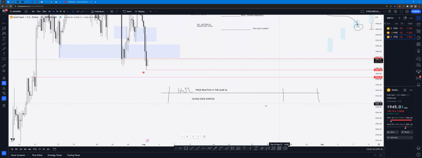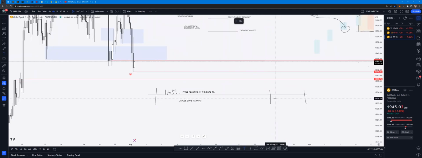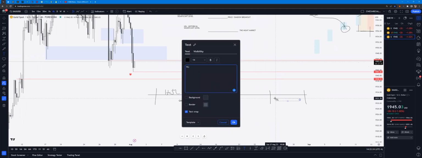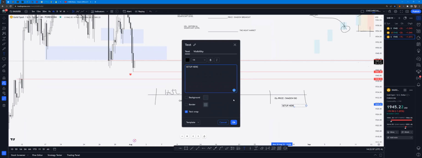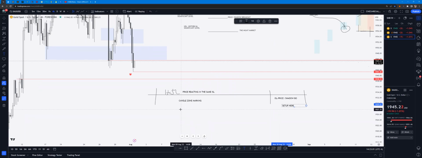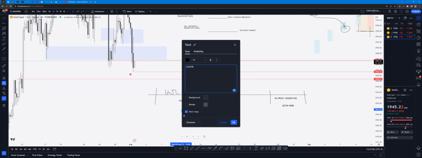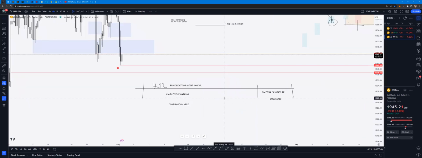You understand? Then over here we have the ISL, which is the price slash shadow breakout. Price slash shadow breakout is what gives us the ISL. So setup here, and confirmation here. We use the HSL for confirmation of the zone. You understand? Let me quickly explain this.